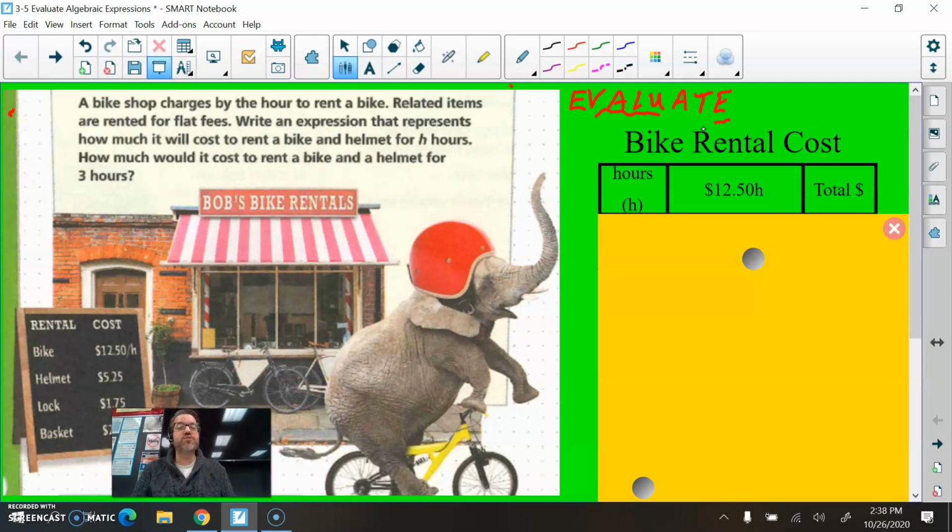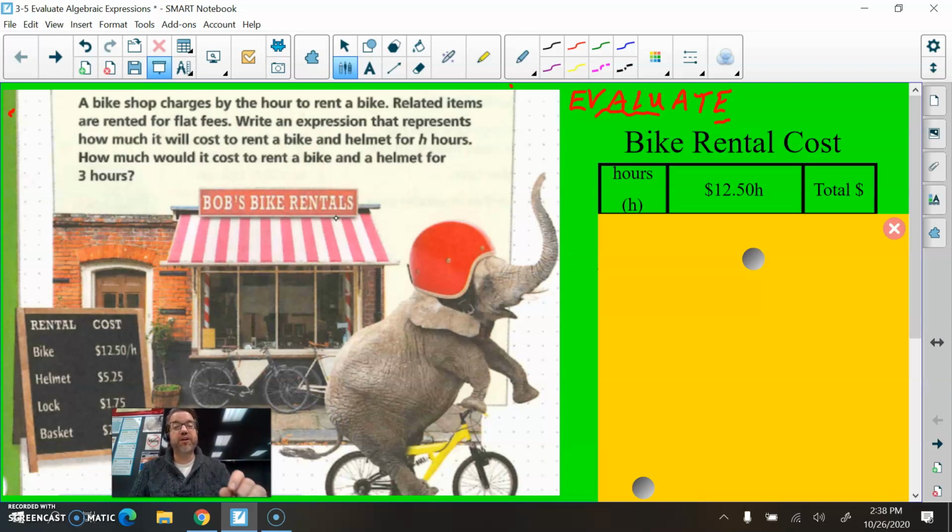A bike shop charges by the hour to rent a bike. We have Bob's Bike Rentals here. Related items are rented for a flat fee. We're going to talk about what flat fees are in just a little bit. Write an expression that represents how much it will cost to rent a bike and a helmet for H hours. And then how much will it cost to rent a bike and a helmet for 3 hours?